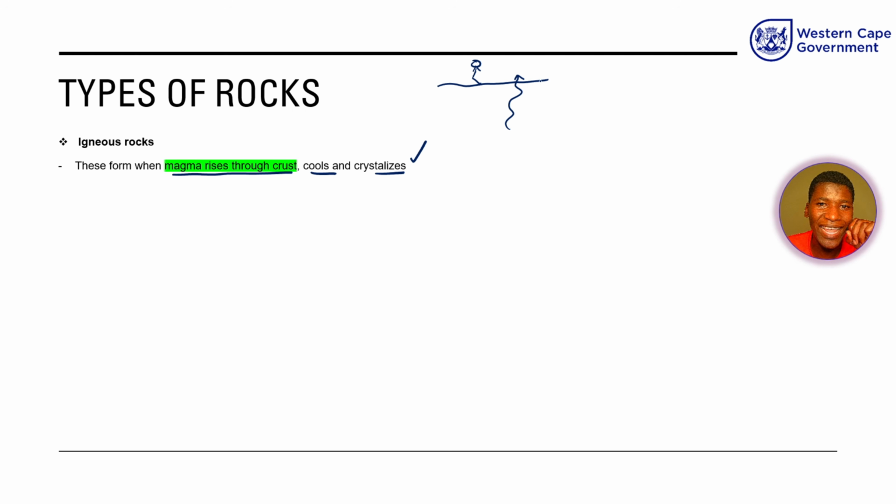When it reaches the earth's surface, since the surface has conditions way colder than underneath, it becomes a solid and forms the rock known as an igneous rock. So igneous rock is formed when molten magma rises from the mantle through the crust and reaches the earth's surface, where it cools down and crystallizes. When you say it's crystallizing, it just means it is becoming a solid.